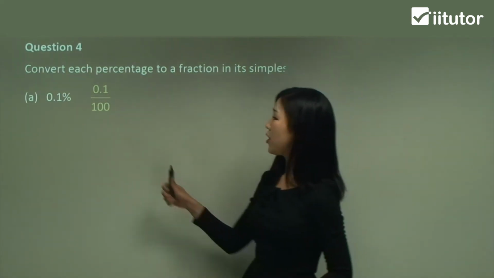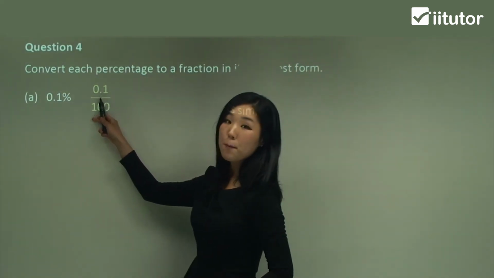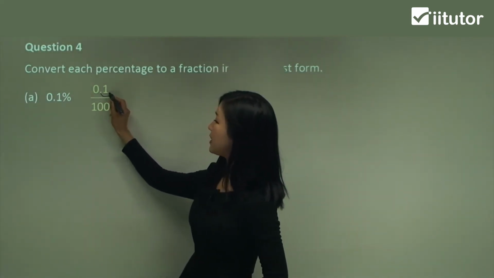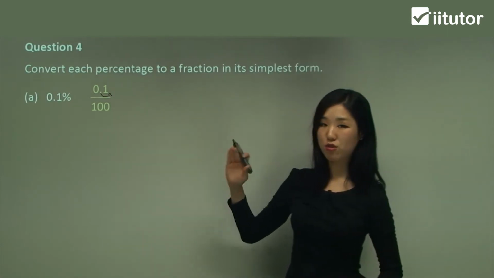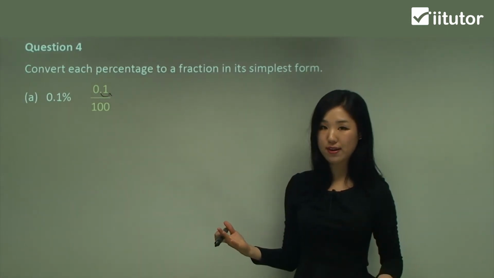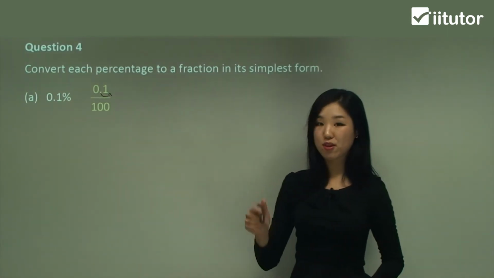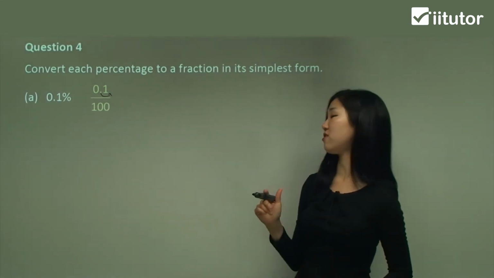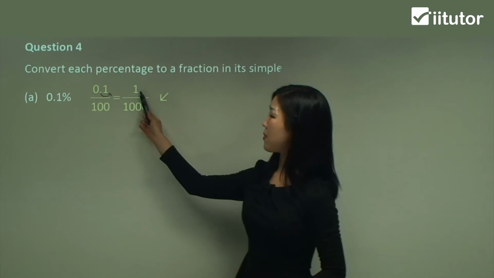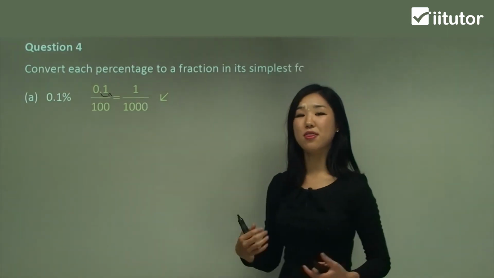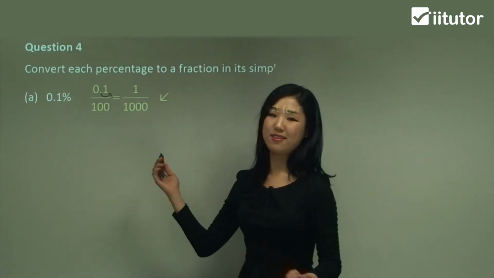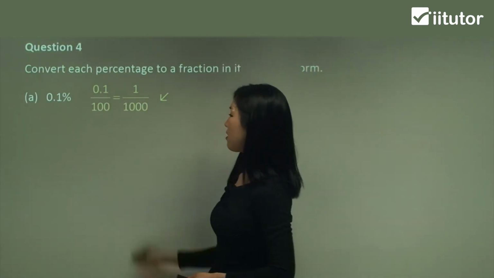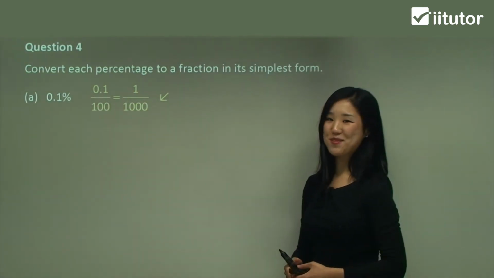So what I'm going to do is to get rid of the decimal, multiply by 10. Because if I multiply by 10, that decimal will move 1 place to the right, which makes it no longer a decimal. So make sure you do the same thing to the denominator as well. If you do something to the top, you must do the same thing to the denominator. So that becomes a 1 and this becomes 1,000 because 100 times 10 is 1,000. Okay, and that's pretty much it. Hopefully the last bit was understandable.